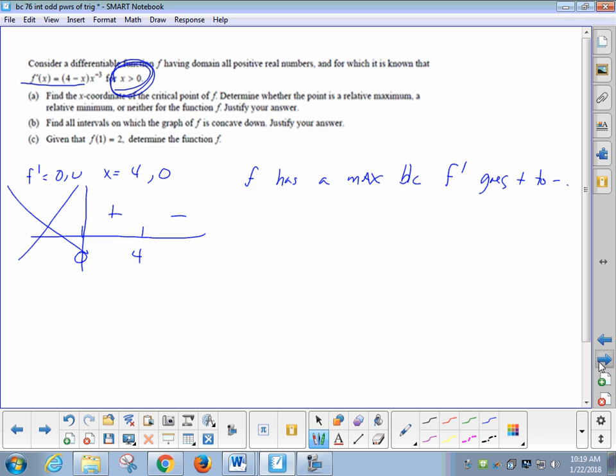because f prime goes positive to negative. What does this person earn? It's 3 points, okay? 1 point for identifying x equals 4, 1 point for max at x equals 4, 1 point for justification of max. How much does this person earn out of 3?